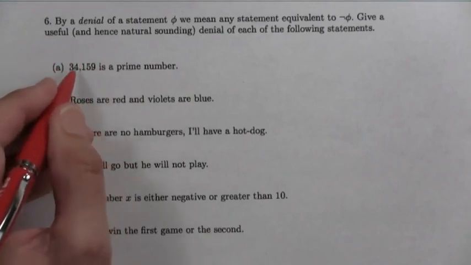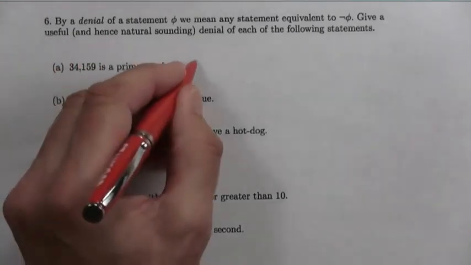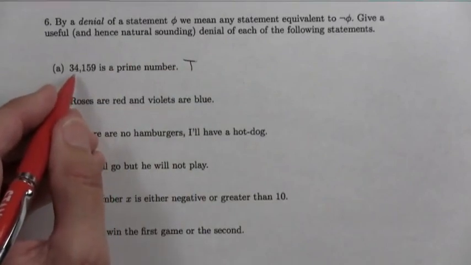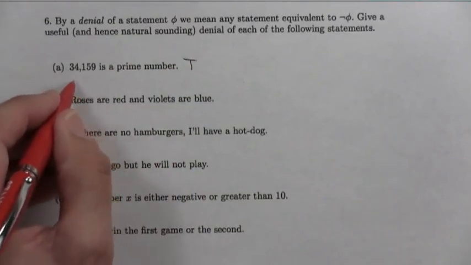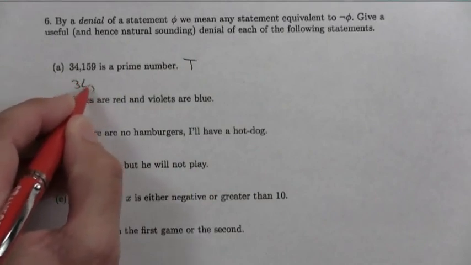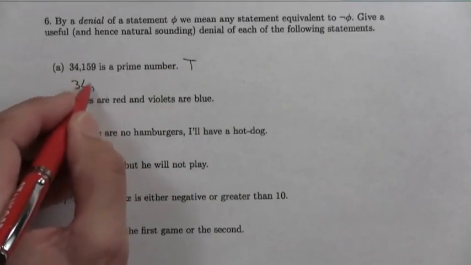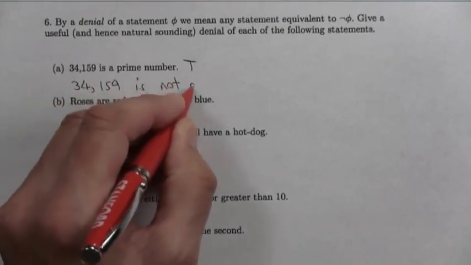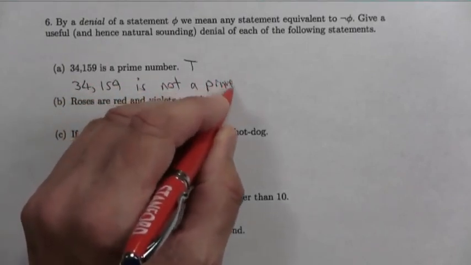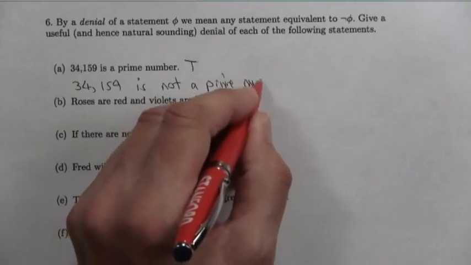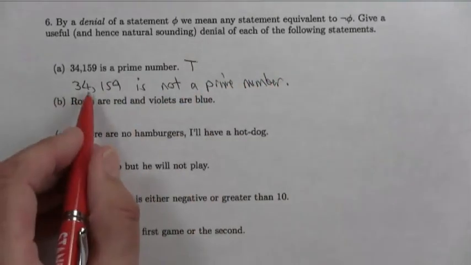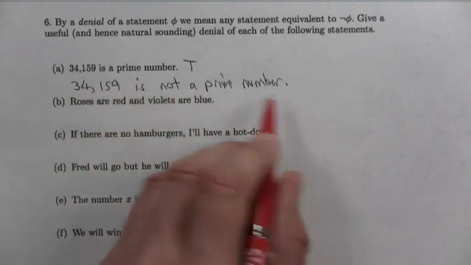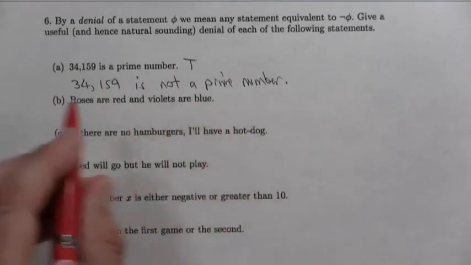It's not the first one. Incidentally, the first one, it's a true statement. This number is a prime number, but that's not what the question is about. The question is, what's the negation or the denial? And then the simplest way is to just say, well, 34,159 is not a prime number. Or else you might say 34,159 is a composite number. Either way, I think that's fairly straightforward.